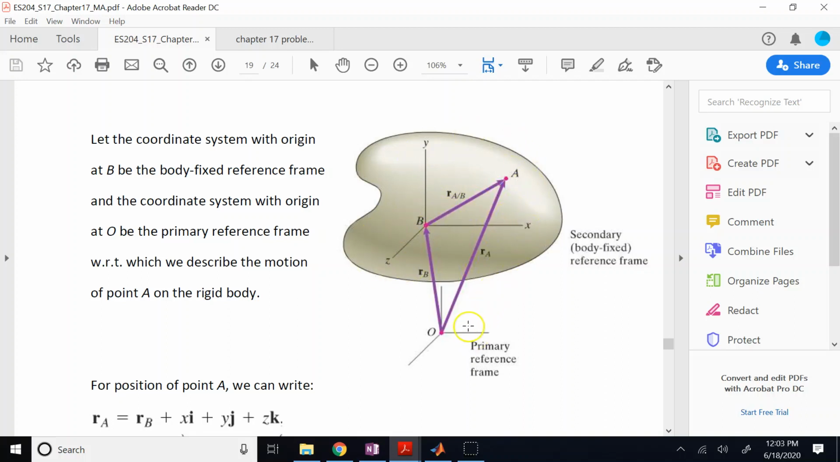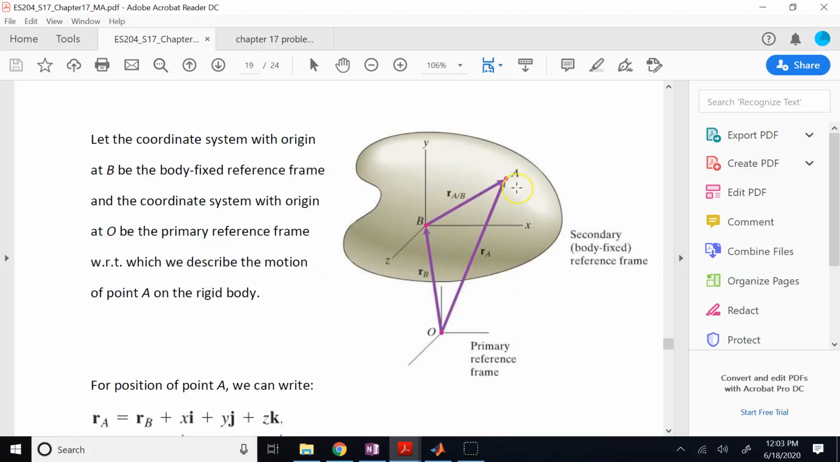This other one, if I call it cap X, cap Y, and cap Z, this one is fixed, but this one is attached to the rigid body. Good. Point B is on the rigid body, okay? Point B, which is on this body attached frame, of course, is attached to the rigid body, it belongs to the rigid body. But point A does not.